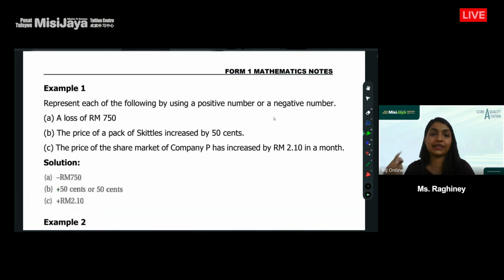Let's look at some examples here. Let's represent each of the following using a positive or negative number. A loss of RM750. Since it is a loss, we have to put it as negative RM750.